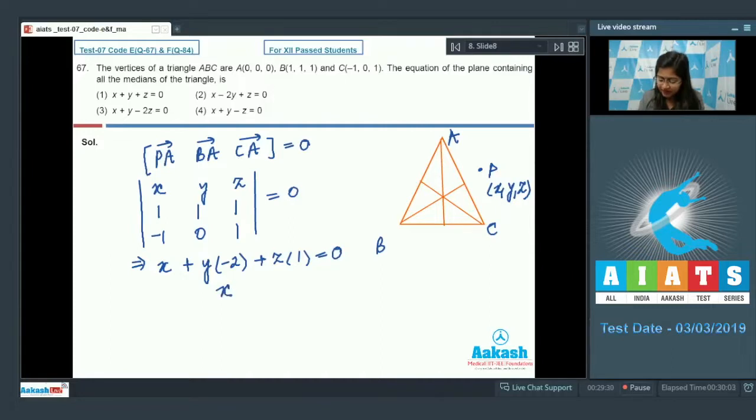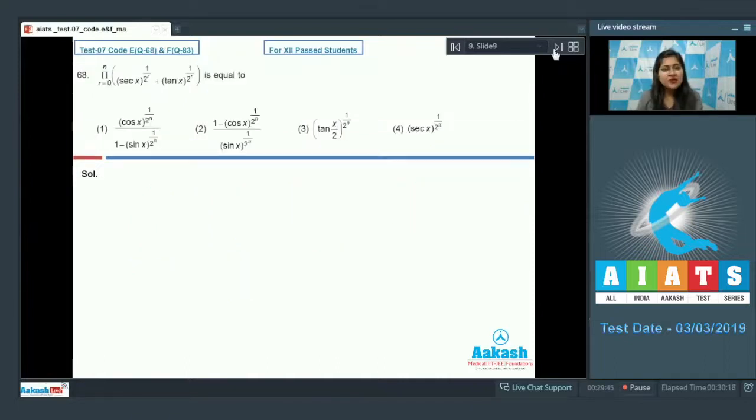is equal to 0. Hence, we get that X minus 2Y plus Z equal to 0 is the given plane that is given in option number 2. So, it is the correct answer. Let us now move to the next question, that is question number 68.